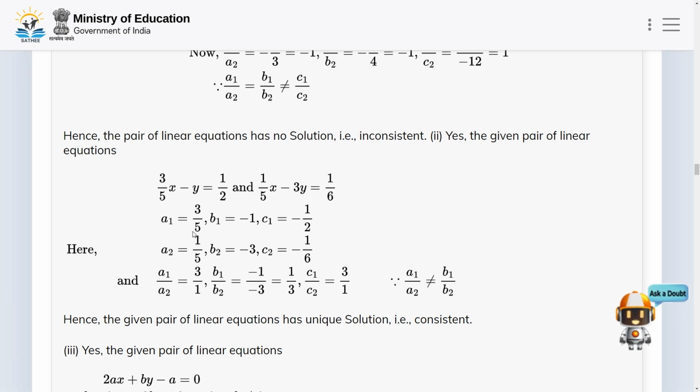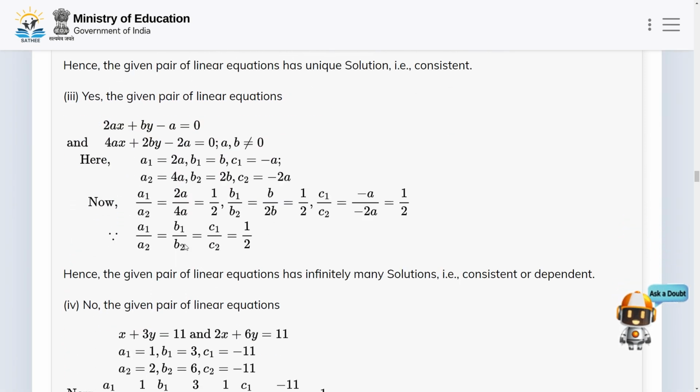So now let us check the third one. In the third one, we are given this pair of linear equations: 2ax plus by minus a is equal to 0 and 4ax plus 2by minus 2a is equal to 0. And here a, b does not equal 0. So a1 is equal to 2a, b1 is equal to b and c1 is equal to minus a, and a2 is equal to 4a, b2 is equal to 2b and c2 is equal to minus 2a.